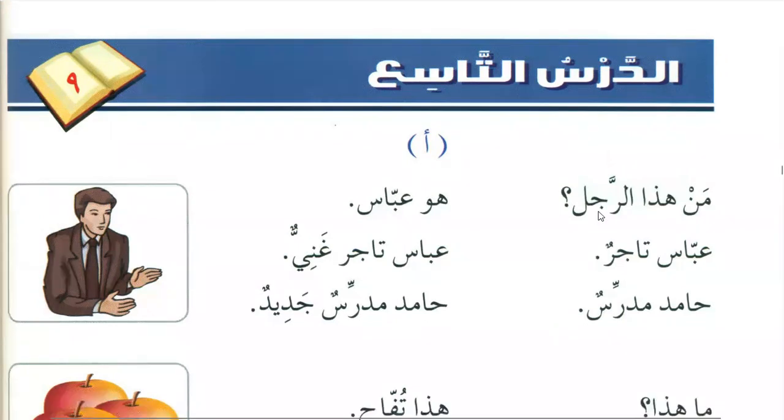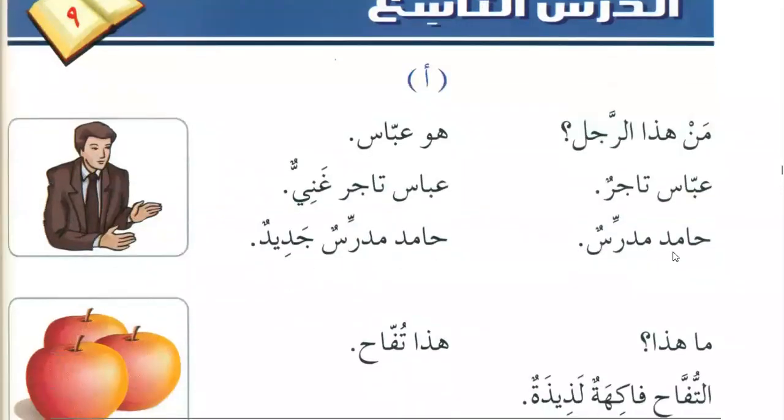Man hazar rajulu, who is this man? Huwa Abbas, he is Abbas. Abbasun tajirun. Abbas is a merchant. Abbasun tajirun ghaniyun. Abbas is a rich merchant. Hamidun mudarrisun. Hamid is a teacher. Hamidun mudarrisun jadidun. Hamid is a new teacher. So here you note that Naat and Manut have the same ending.